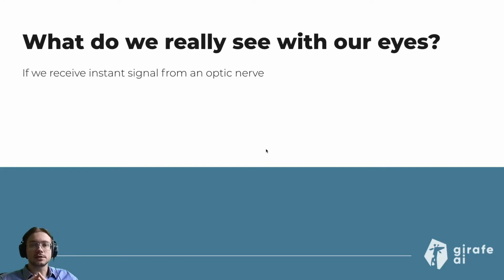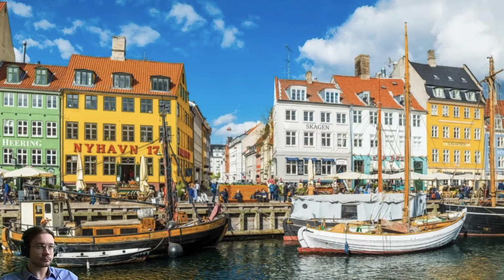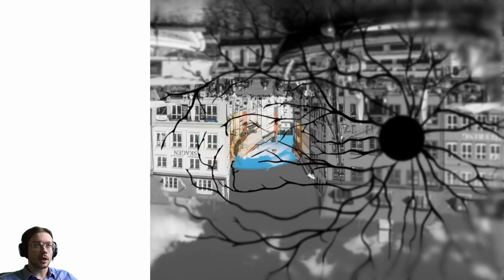And let's imagine how our vision of one eye could look if we measure it, if we receive one instant signal from an optic nerve. This is the reference picture. This is what we see with the camera, for example. This is just a photo. And let's imagine what we could see with just one eye. And this is what we have.